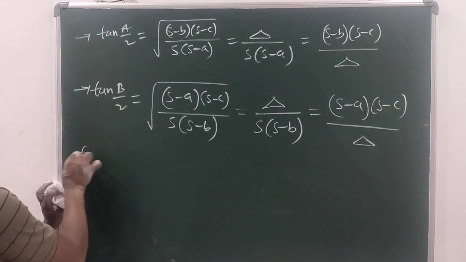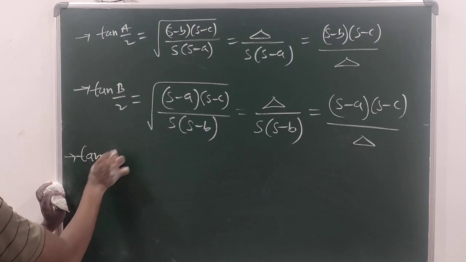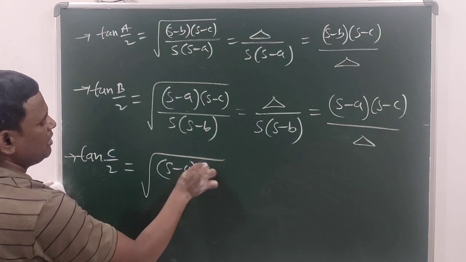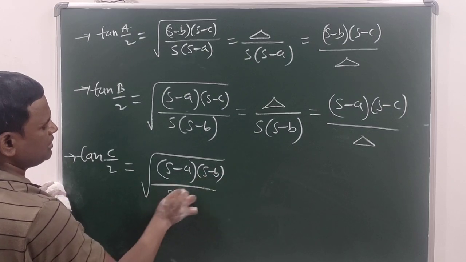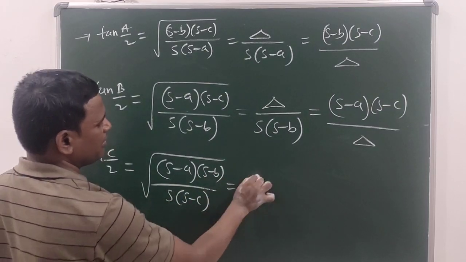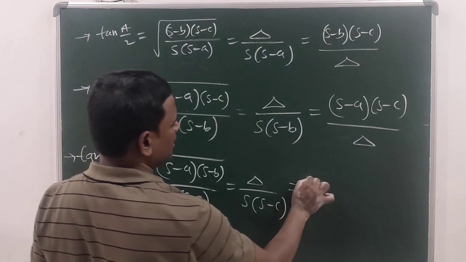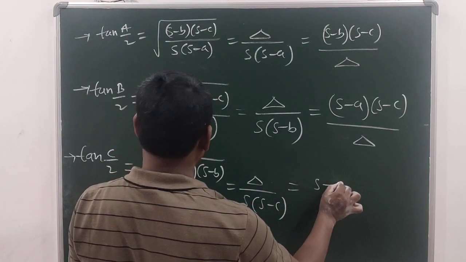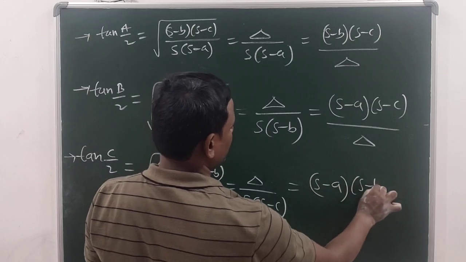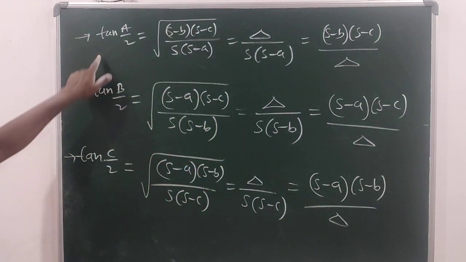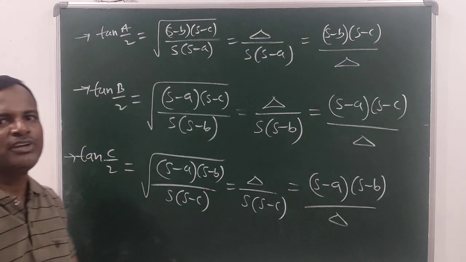Similarly, tan C by 2 is square root of S minus A, S minus B by S into S minus C. Now here, delta by S into S minus C. Here, S minus A, S minus B by delta. These are our required formulas for tan A by 2, tan B by 2, tan C by 2.